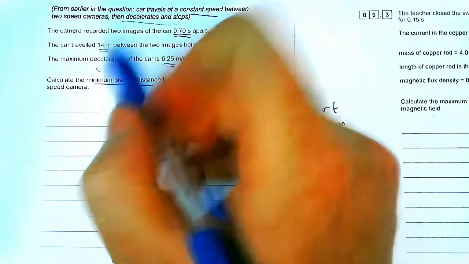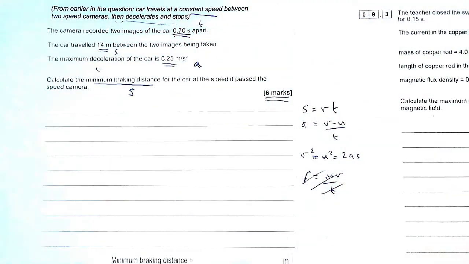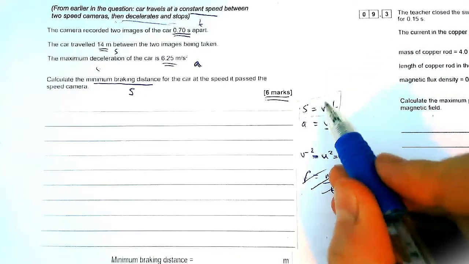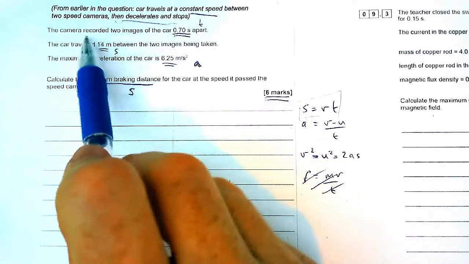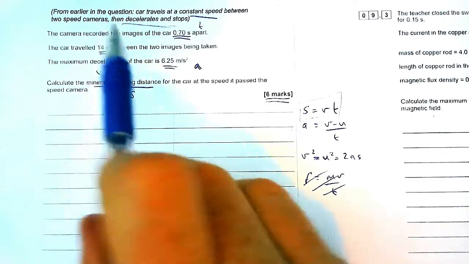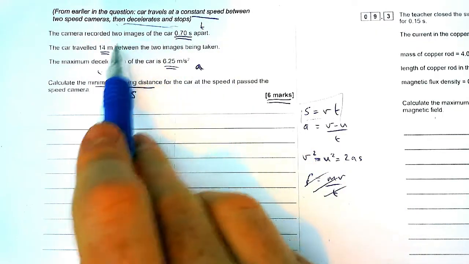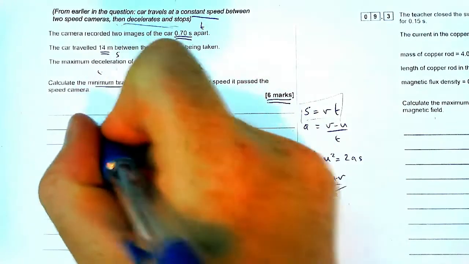Okay. Now, to work out a distance for it decelerating, we can't use this straight away because that implies it's going at constant speed, which we know it's not, because it's decelerating. So let's look back at the bit in brackets earlier in the question: the car travels at a constant speed between two speed cameras, then decelerates and stops. So I've got a distance, I've got a time, so I can work out a speed relatively simply. To do that, we need to plug in our values.